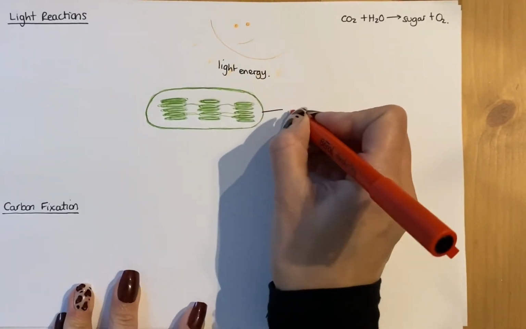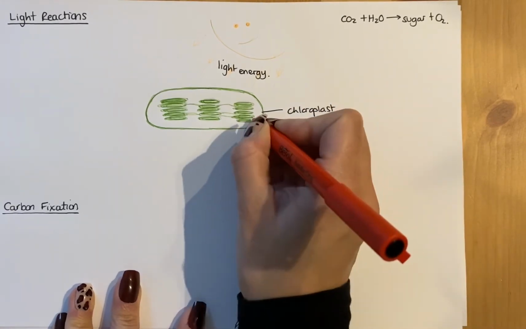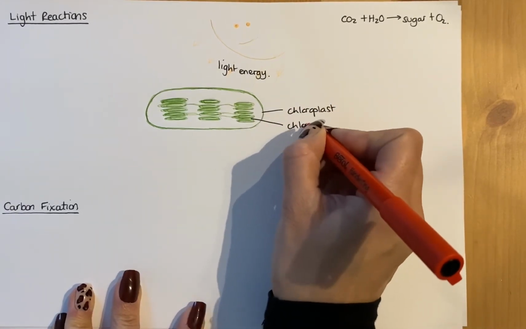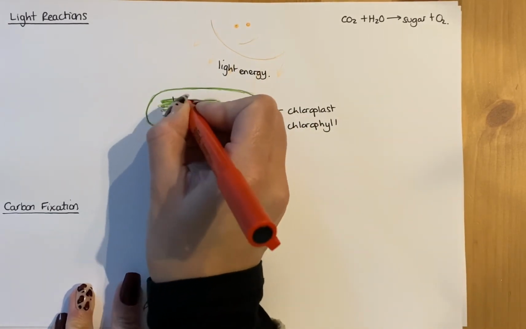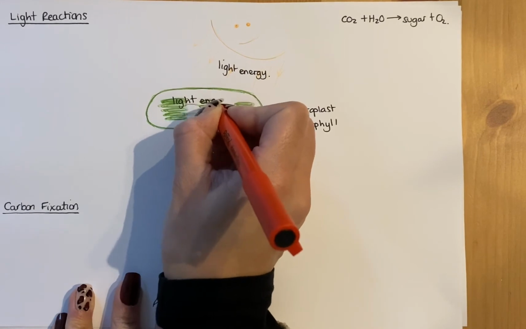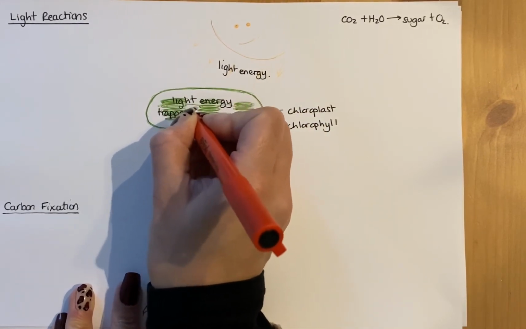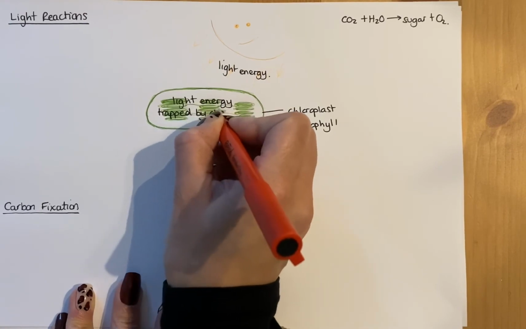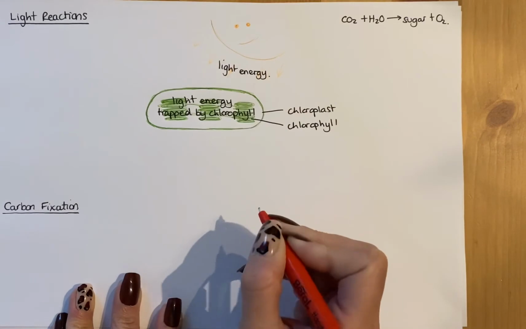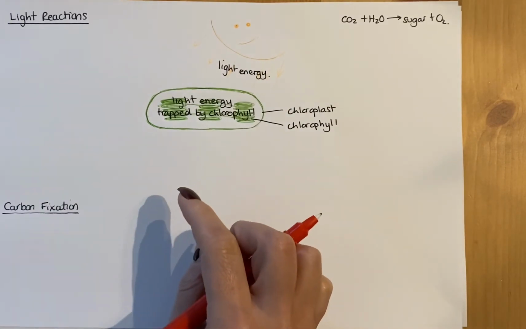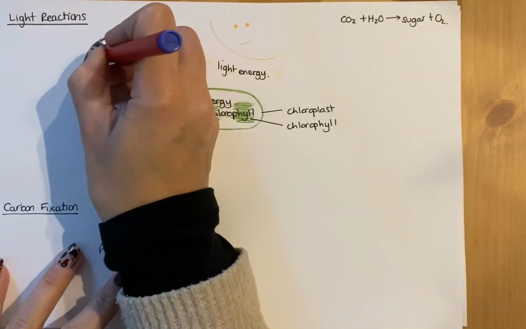Okay, this is a chloroplast. And this green stuff in it is chlorophyll. And that light energy is trapped by chlorophyll. Now that light energy trapped by chlorophyll is used to break down water. It's used to split water.